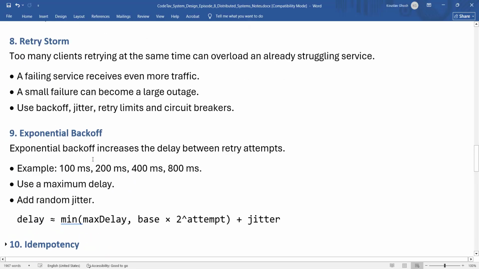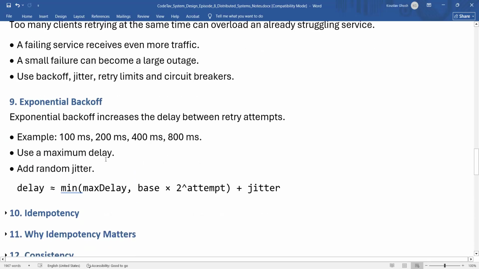Now, exponential backoff. One common technique is exponential backoff. Instead of retrying immediately, we gradually increase the waiting time. Suppose attempt one fails, and we wait 100 milliseconds. Attempt two fails again, wait 200 milliseconds. Attempt three fails, wait 400 milliseconds. Attempt four fails, then wait 800 milliseconds. This gives the failed service some time to recover.